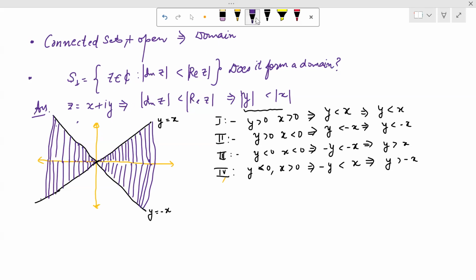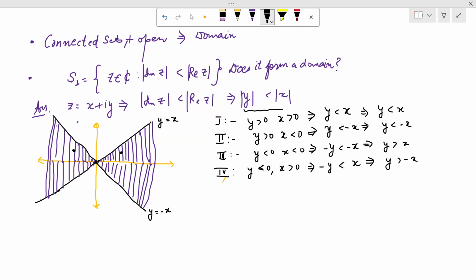Now, clearly, this region is not connected. See why? If I take one point here and one point here, I cannot join them by any means without leaving the region. Basically, this black line you are seeing is not included in the region, so we have not included the boundary. Had I included the boundary, then there would have been a path from where you could have created path connectedness between the two points.